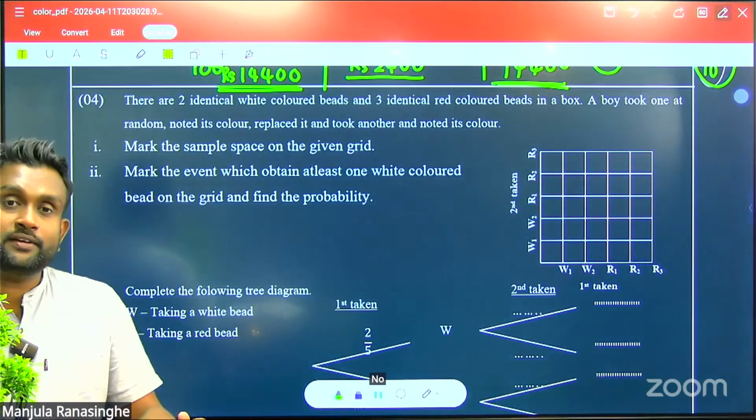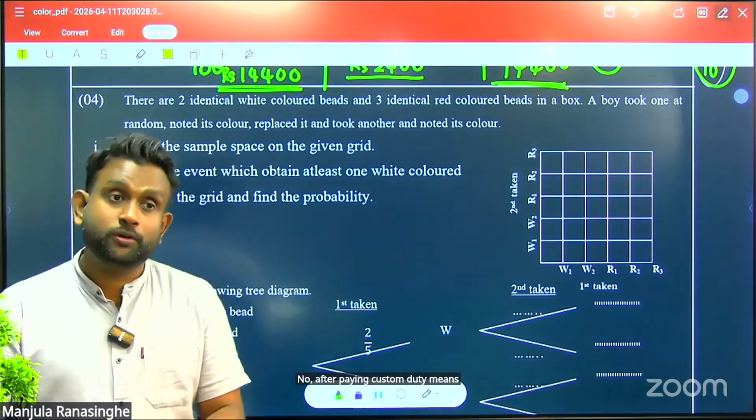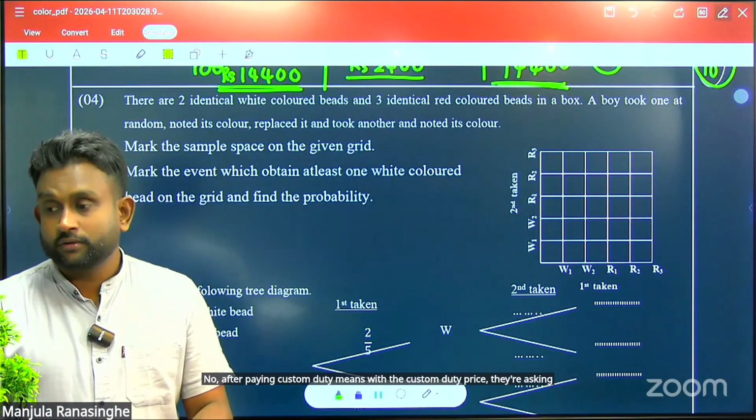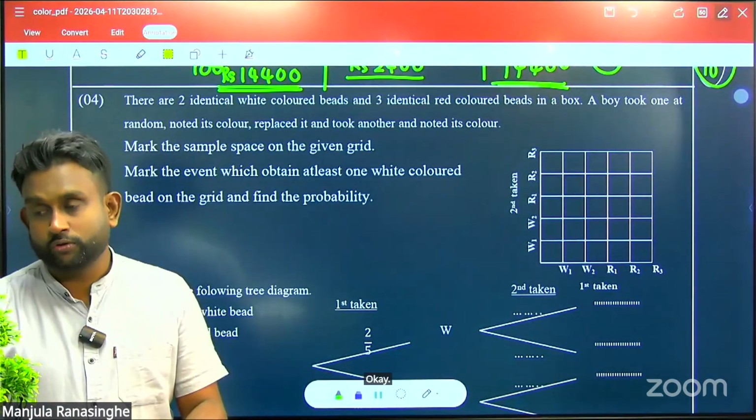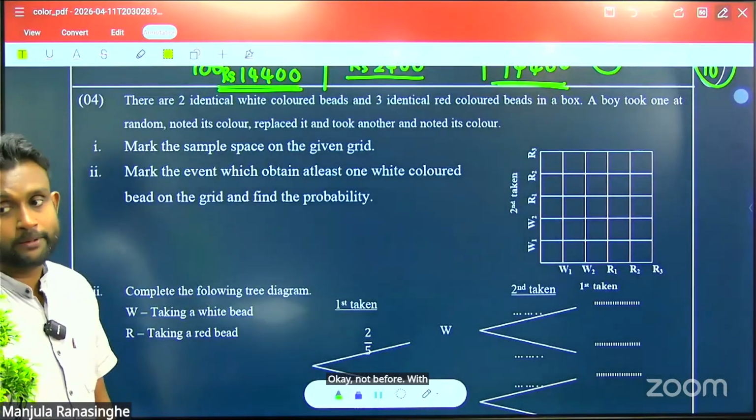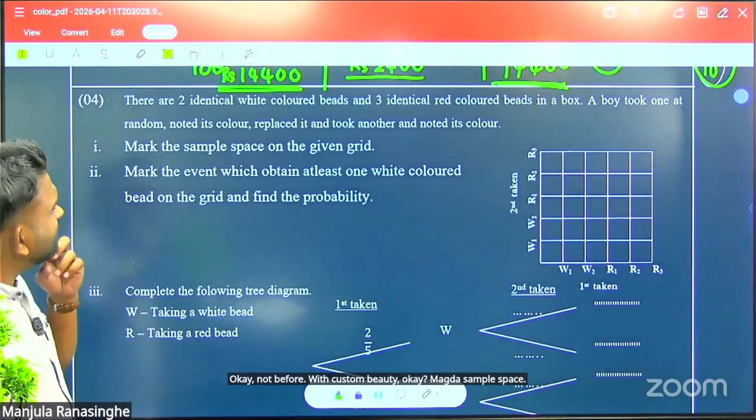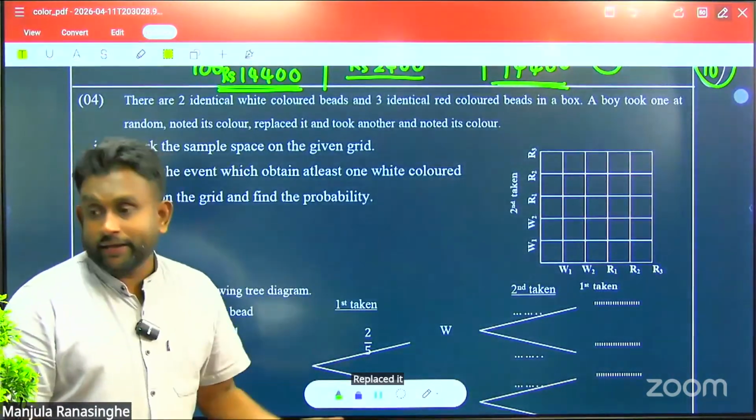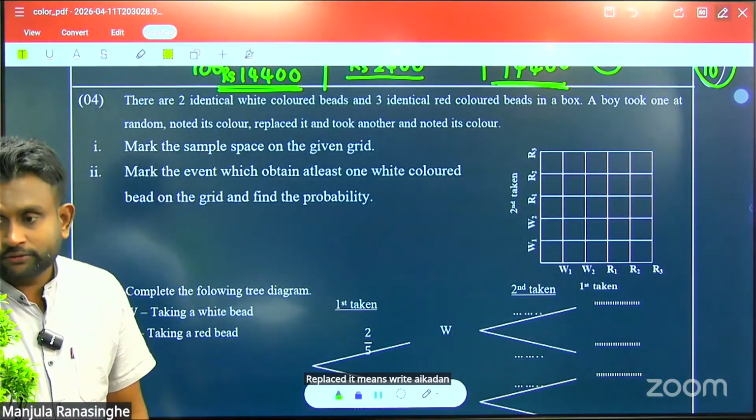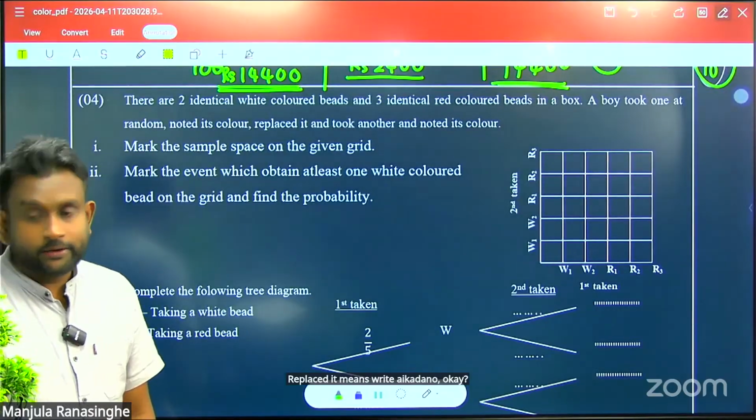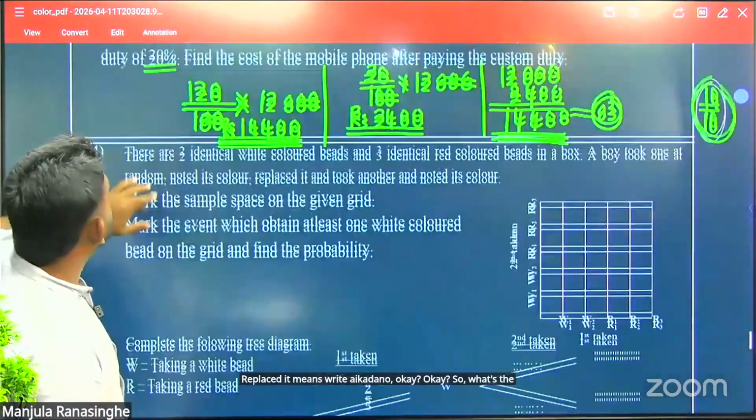No, after paying custom duty means with the custom duty price they are asking. Okay, not before. With custom duty. Okay. Mark the sample space. Replaced it means, right. Okay. So what's the third and fourth question?